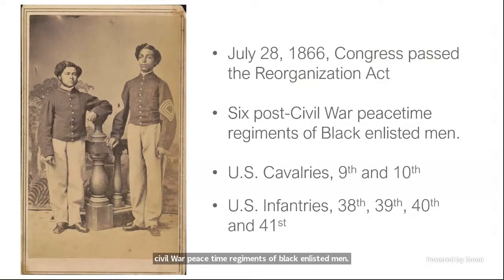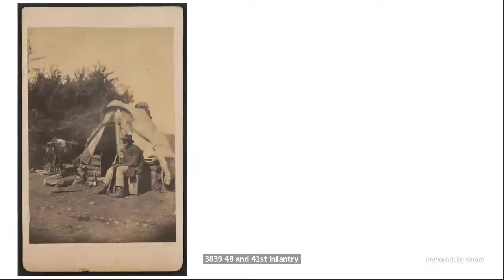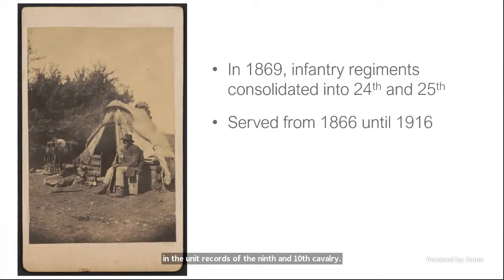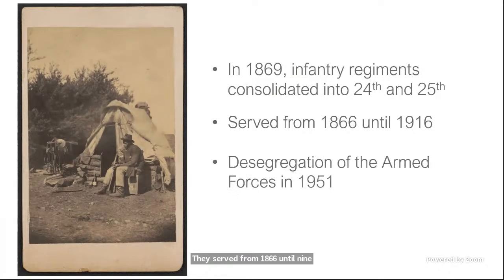They were the 9th and 10th U.S. Cavalry units and the 38th, 39th, 40th, and 41st infantry units. In '69, the infantry units were consolidated into the 24th and 25th. So this is what you will mainly be looking for in the unit records, the 9th and 10th Cavalry, the 24th and 25th Infantry. They served from 1866 until 1916.